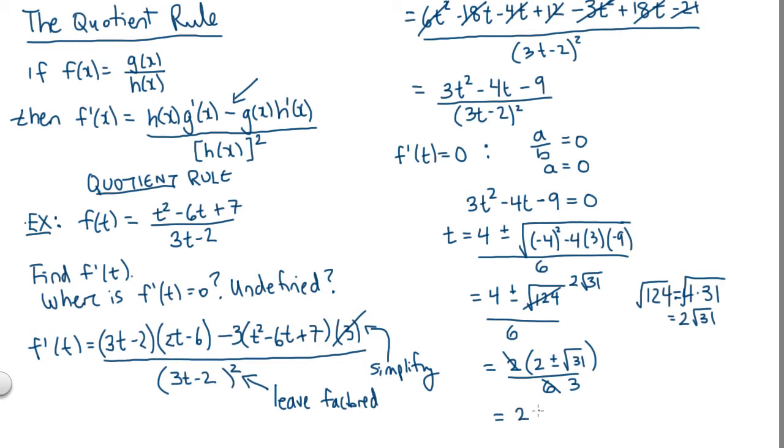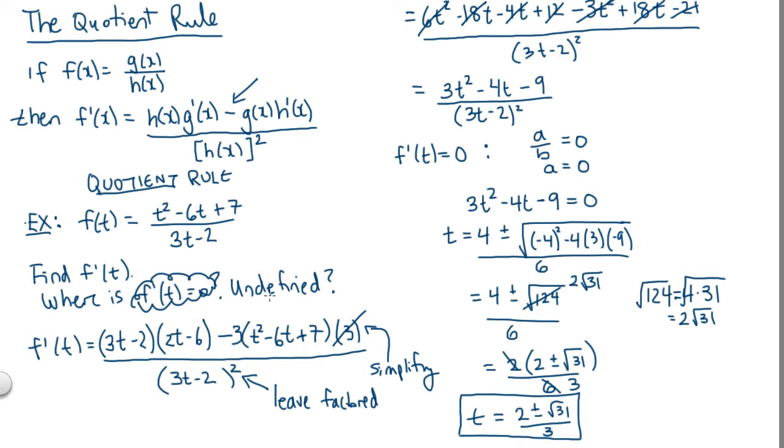So we use the t values 2 plus or minus root 31 over 3. Those are the two t values that make our derivative equal to 0. So in other words, if we think about what f prime of t equals 0 really means, these are places where the tangent line has a slope of 0. So in other words, the tangent line is horizontal. Okay, well, let's go on and answer the second part of the question.